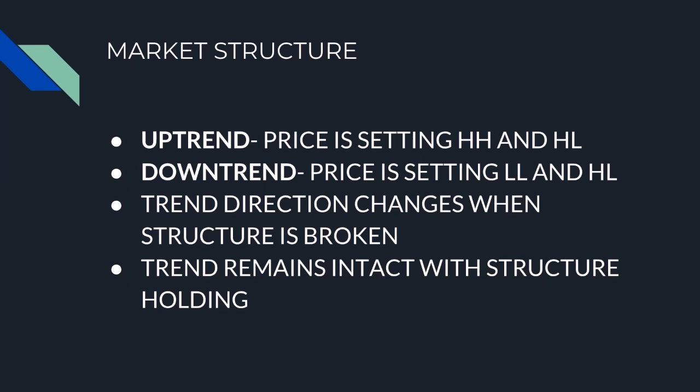Now, market structure dives in a little deeper. This is pivot points, peaks and troughs, swings, swing highs and swing lows. These all mean the same thing, and that's what I refer to as market structure. If you've heard before that price is setting higher highs and higher lows, or price is setting lower lows and lower highs, this is market structure. It's really using support and resistance within a trend to identify swing points.